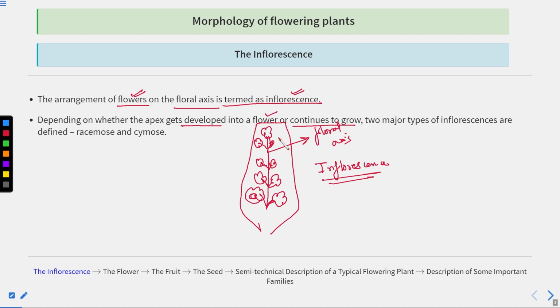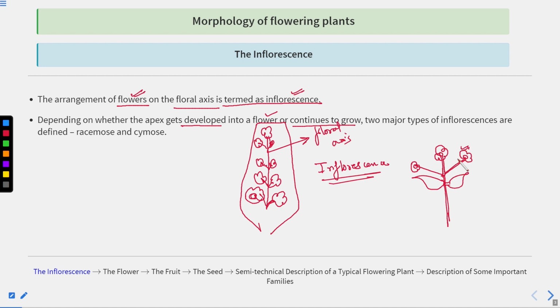Okay. So sometimes the apex gets converted into a flower. This apex gets converted into a flower. So this is the tip of the shoot. At the apex, it gets converted to a flower, or it continues to grow. Sometimes it terminates into a flower, and then from the sides, new flowers come out.